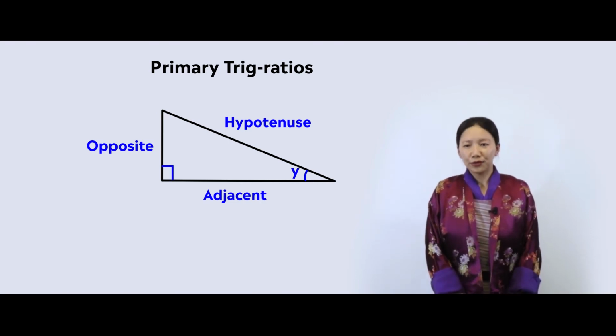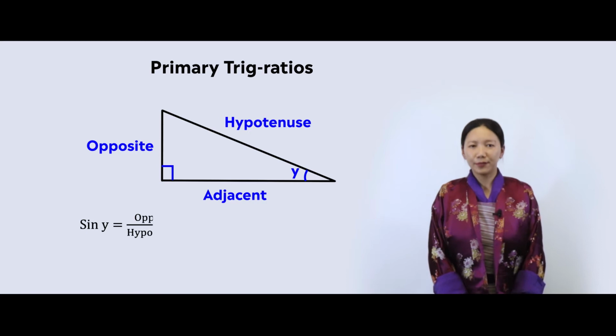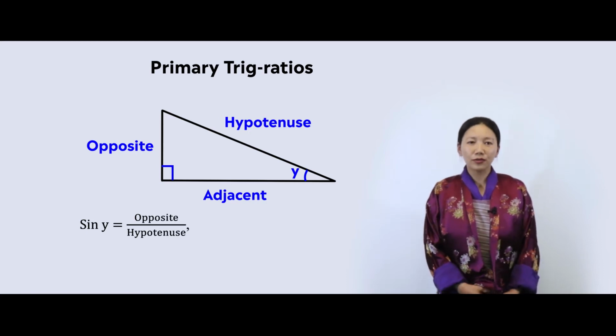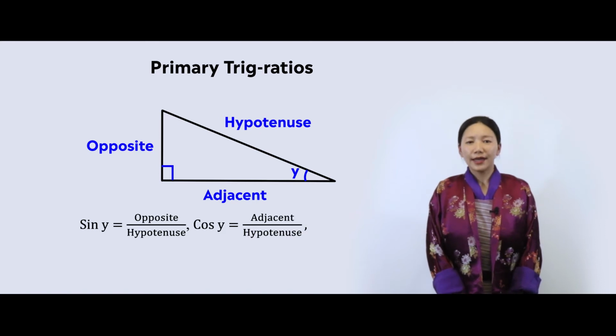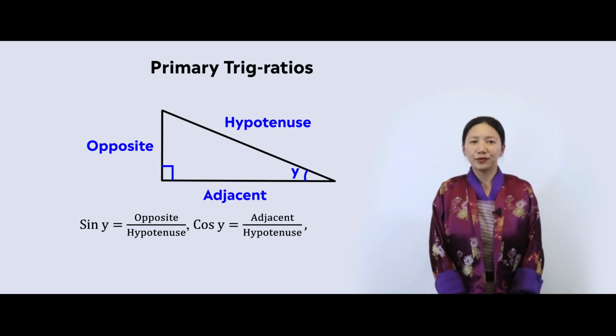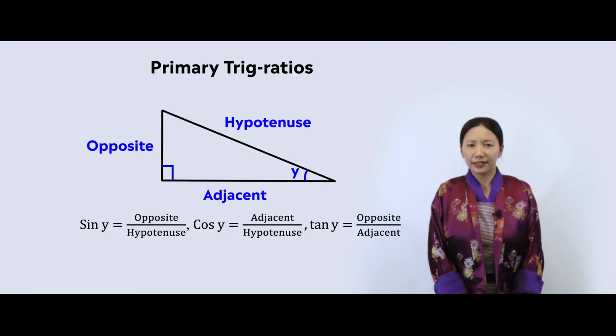So the first trig ratio is sine. So sine Y is equals to opposite over hypotenuse. Next is cos. Cos Y would be equals to adjacent over hypotenuse. And third primary trig ratio is tan. Tan Y would be equals to opposite over adjacent.